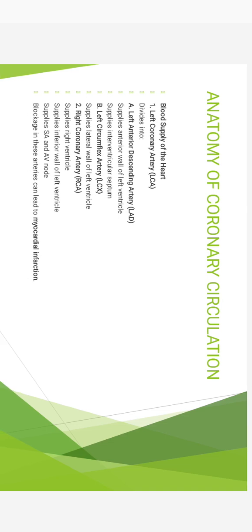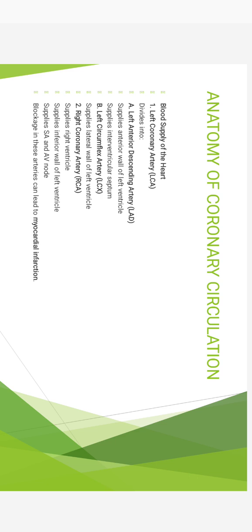Next, anatomy of coronary circulation. The heart receives oxygenated blood through special blood vessels called the coronary arteries. These arteries originate from the ascending aorta and supply nutrients and oxygen to cardiac muscles. The first major artery is the left coronary artery, which further divides into two important branches. The first branch is the left anterior descending artery, also called the LAD.